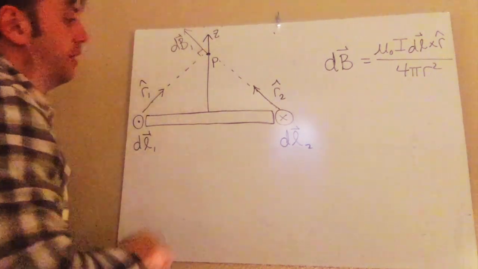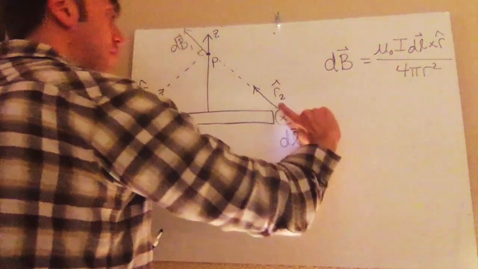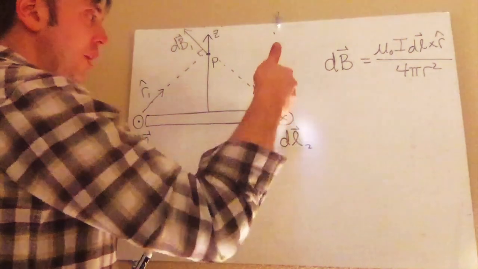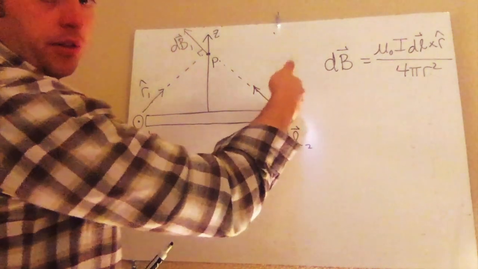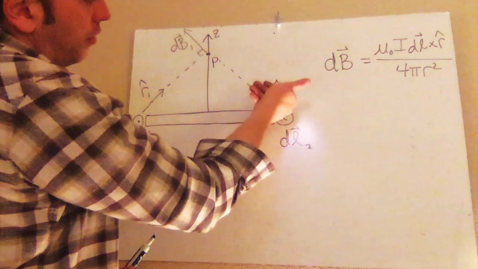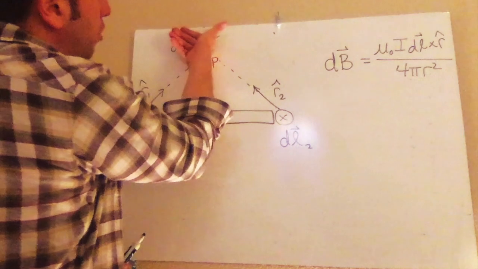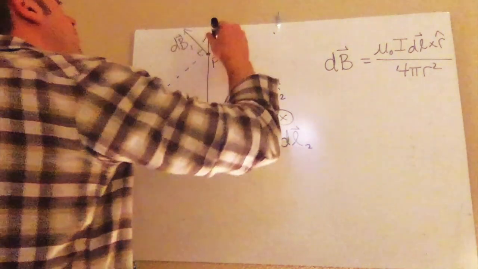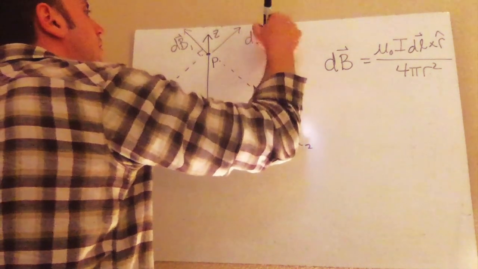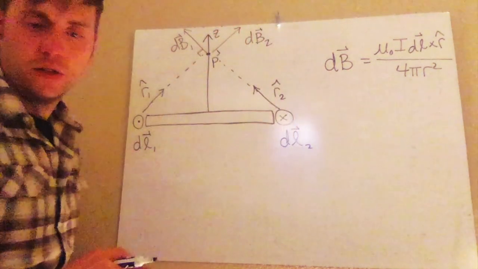Over here we have dl2. I need to cross that with r2 hat. So dl2 is a vector going into the page. So point the fingers of your right hand into the page. Then if I curl the fingers of my right hand in the direction of this r, my thumb is now pointing up and to the right, something like this. And that's dB2. Again, I know there's a right angle right there.